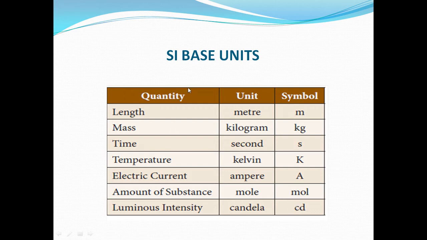Fundamental units and base units mean the same. So the SI base units are seven: first length, second mass, third time, fourth temperature, fifth electric current, sixth amount of substance, and seventh luminous intensity. These are the seven fundamental quantities.